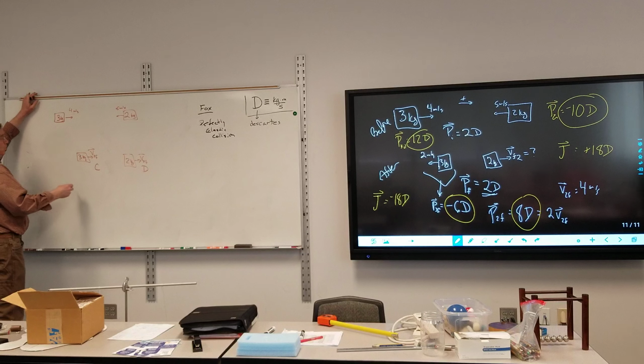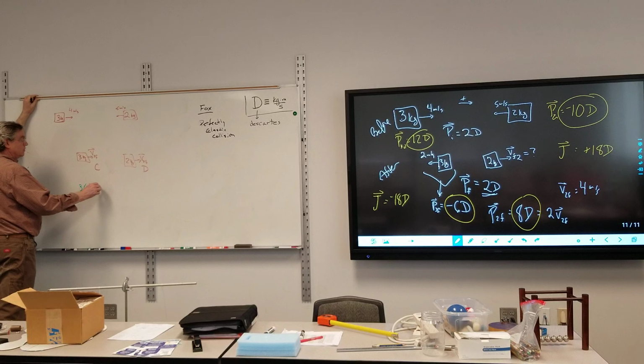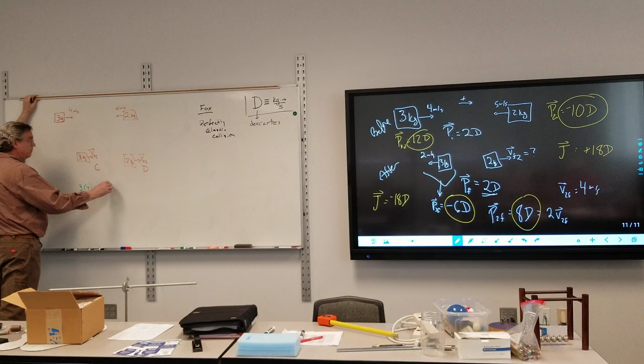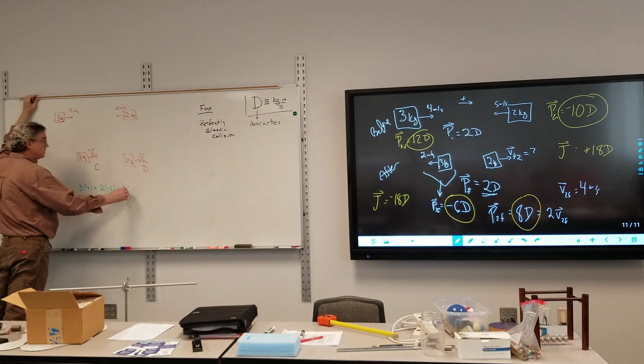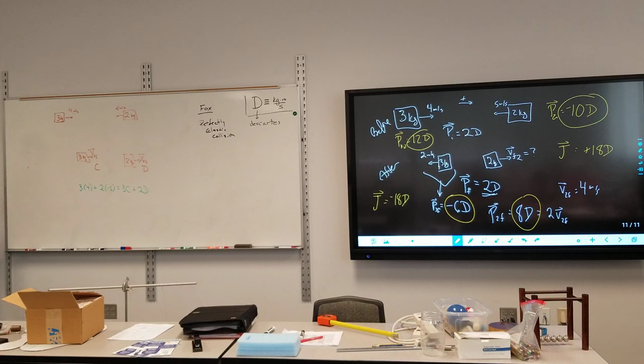So I start out with my initial momentum. I have 3 times 4 plus 2 times -5 is equal to 3C plus 2D. That is my conservation of momentum equation. It just does mass times velocity individually, added, and then individually afterwards. I don't know what C and D are, that's what I'm trying to find.